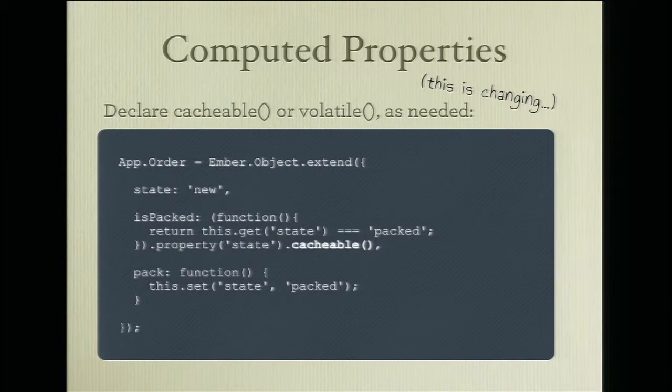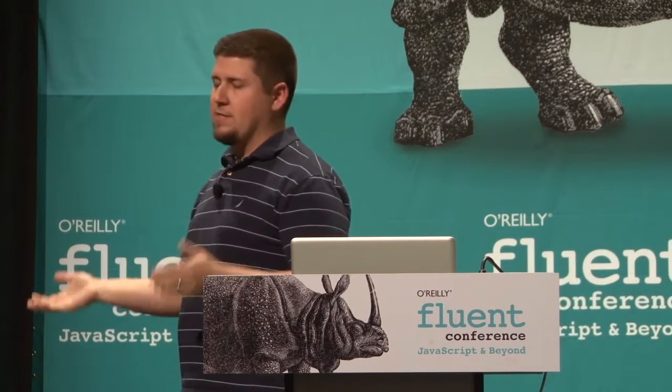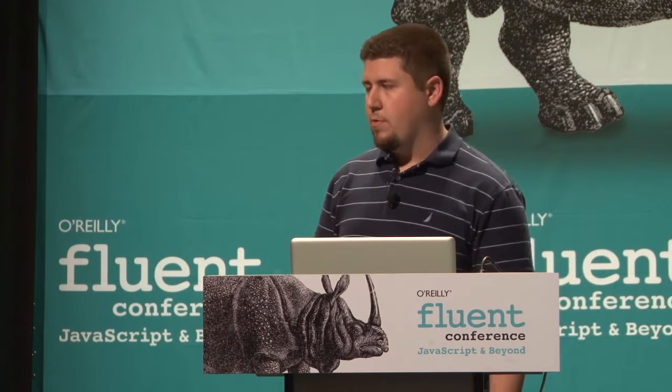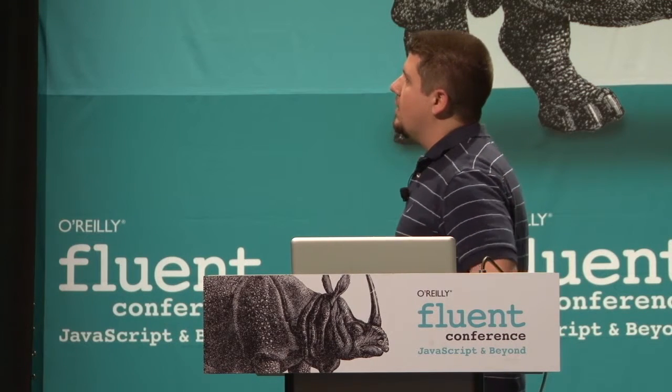There's some interesting semantics around volatile and cacheable. However, what's going on right now is we're switching over so that cacheable is the default. So you can leave cacheable off, and you can call things cacheable or volatile as you like. But if you want it cacheable, you can just leave it off, which is, I think, the most normal activity.